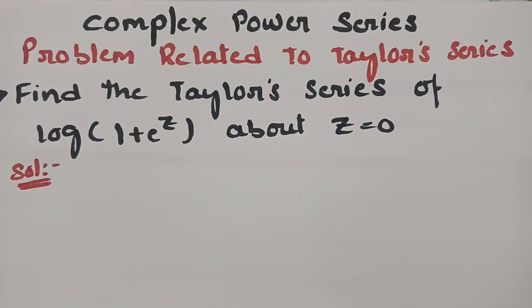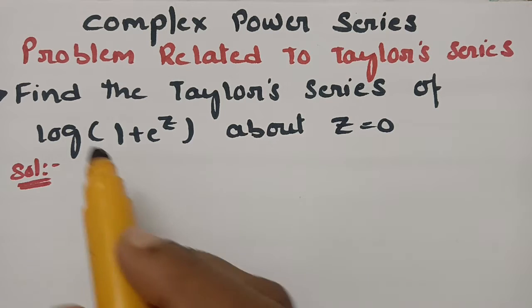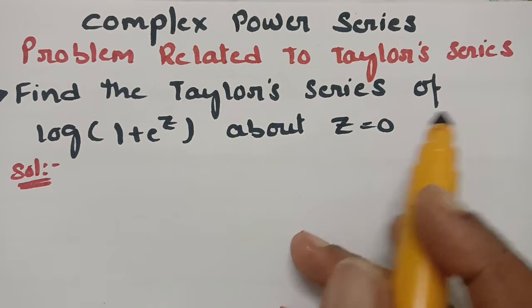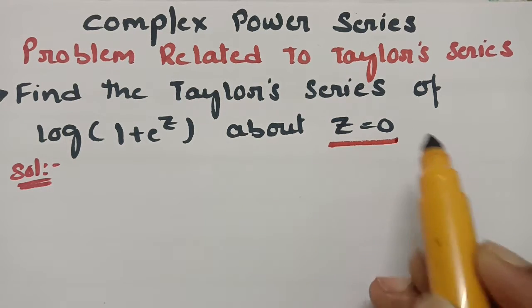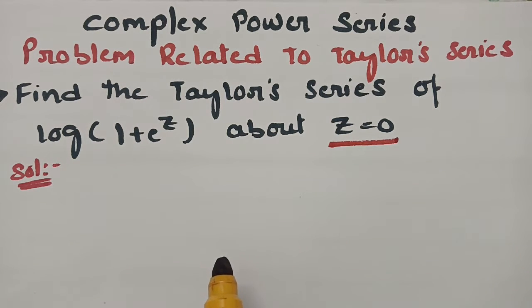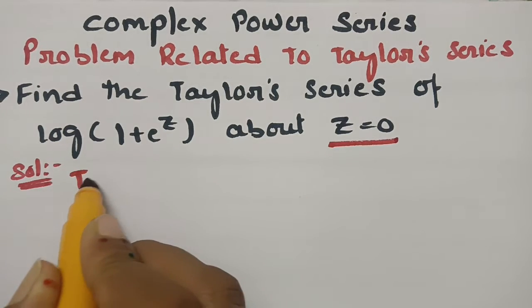Today's video is on a problem related to Taylor series, and this topic is from complex power series. In today's video, we have to find the Taylor series of log of 1 plus e power z about z is equal to 0. So in this video, I'm talking about Taylor series.